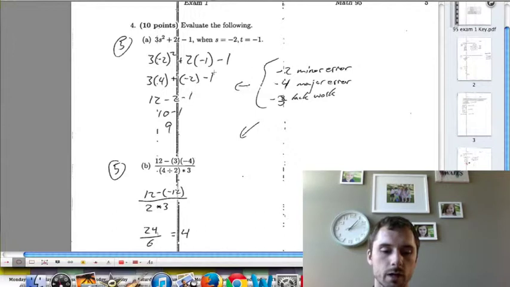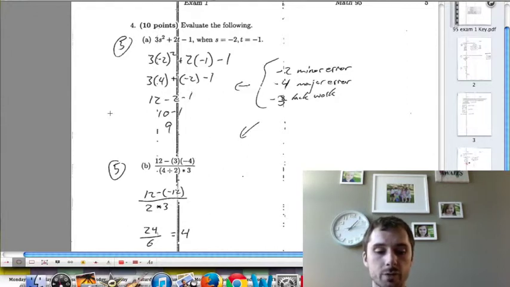And so here first I have 3 times the quantity, and then I put in parentheses negative 2, which came from the s, and then squared, plus 2 times in parentheses, which came from the t, negative 1, and then the minus 1. Negative 2 quantity squared. The squaring goes to the parenthesis, which means everything inside the parentheses is multiplied by itself. So that's negative 2 times negative 2, which of course then is positive 4.